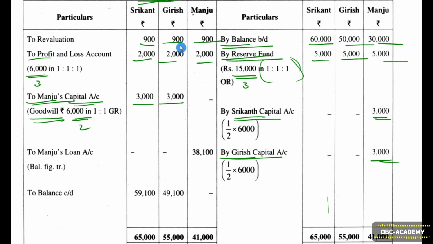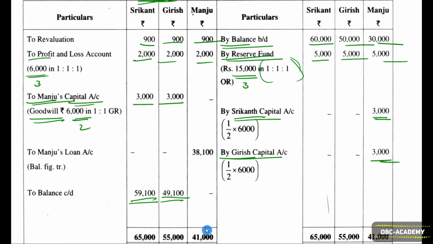Now we'll subtract whatever the amount of losses which has to be subtracted from now. First is revaluation account loss 900 rupees, then 2,000 rupees, then 3,000 rupees. This has been transferred to the Manjus, right? This is goodwill amount. So add these three amounts, subtract from 65,000, you'll get 59,100. If you do the same thing for 55,000, if you subtract this amount 2,900, you'll get 49,100.